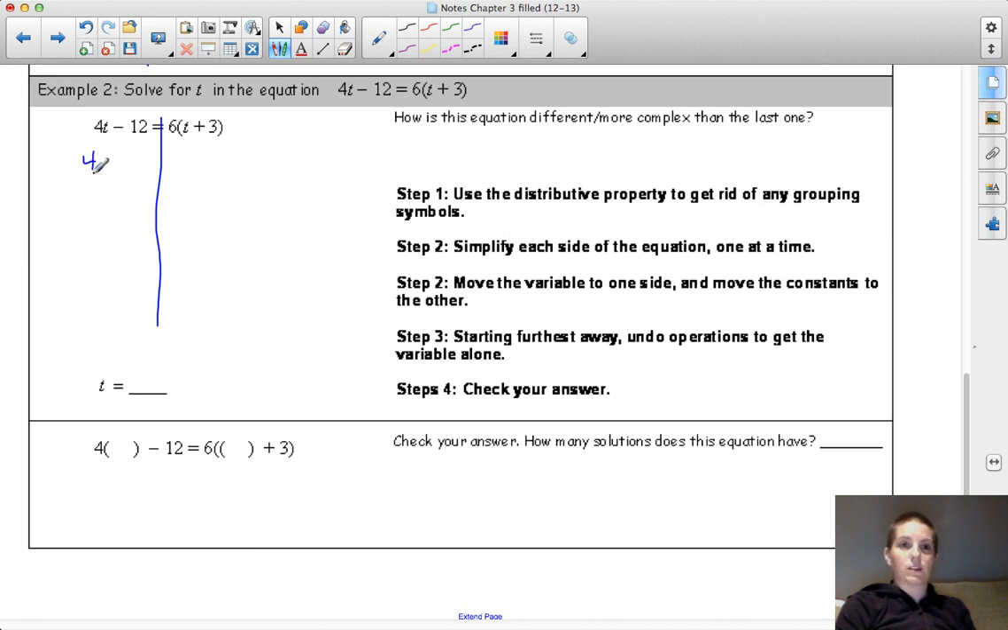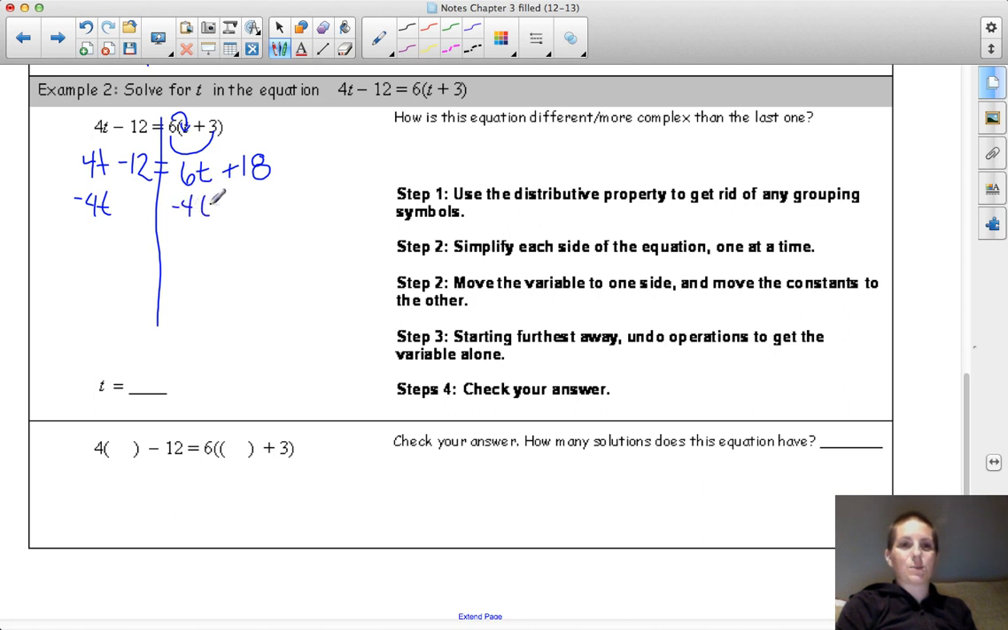So on the left, there's nothing we can do. Just has to tag along. And on the right, we have to do a distribution. So that's really just multiply. 6 times t gives me 6t. And 6 times positive 3 gives me positive 18. Now we're to the same kind of problem we had before. Our t's are on opposite sides of the balance line, so we need to use opposites to combine them.